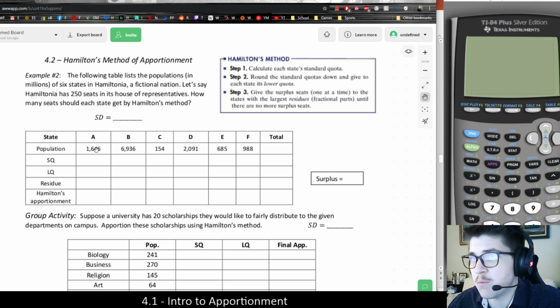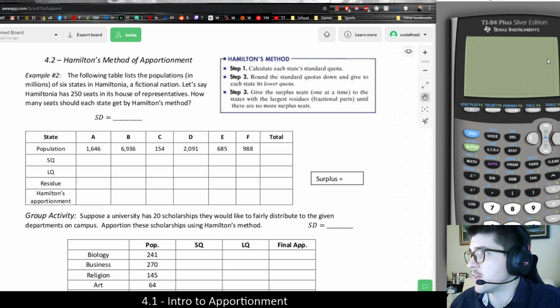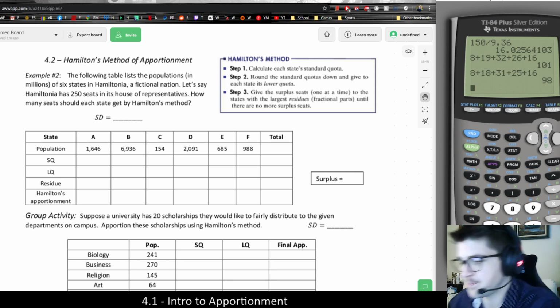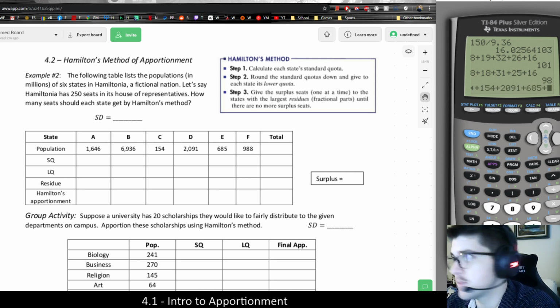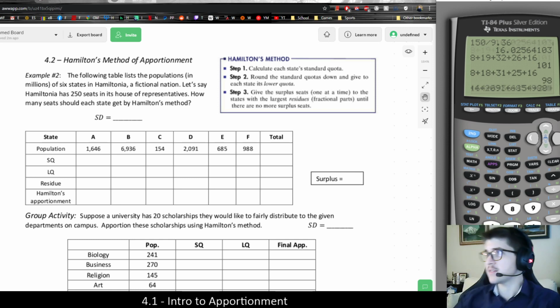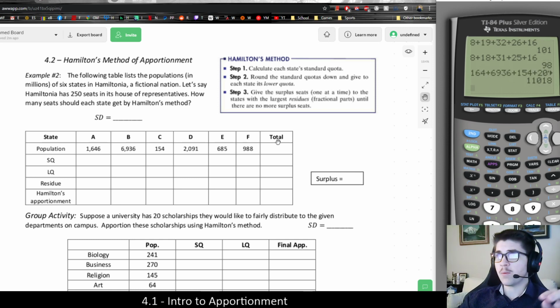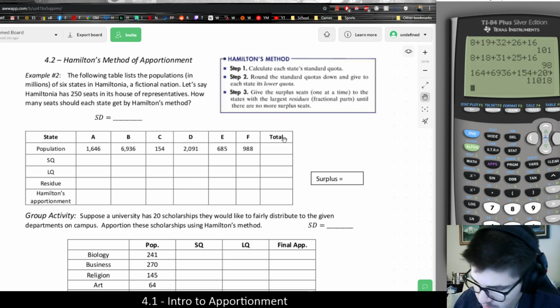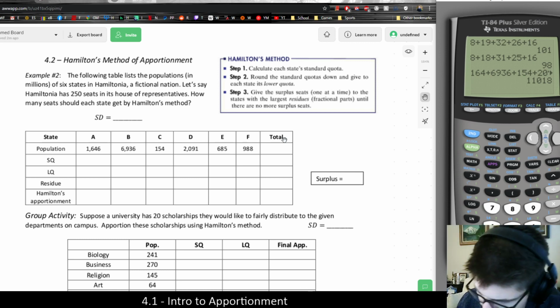So in this case, step one is to find the total, which is something that you're not always going to be given in a lot of your problems. So I need to take 1646 plus 6,000. Let me go ahead and type those all out. Hopefully I typed that in right. And it turns out that the total population of Hamiltonia is 11,018.